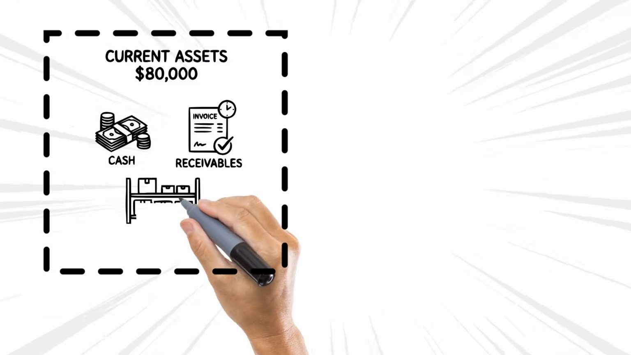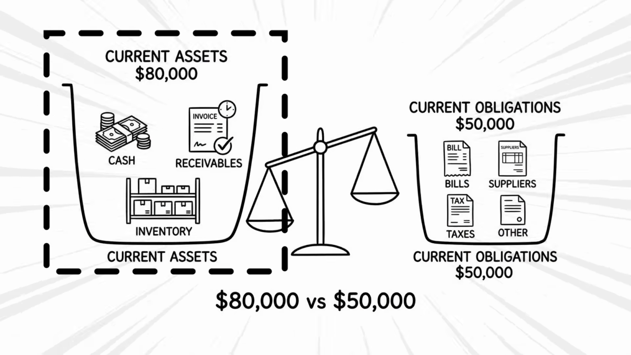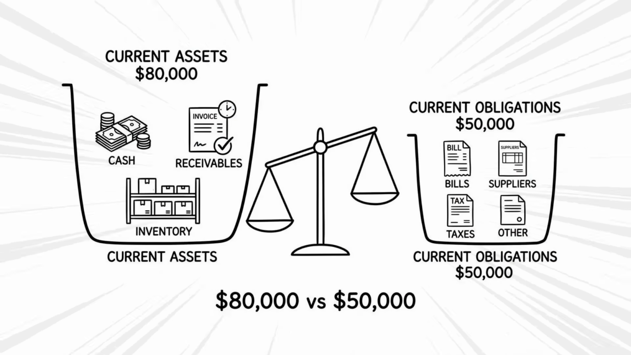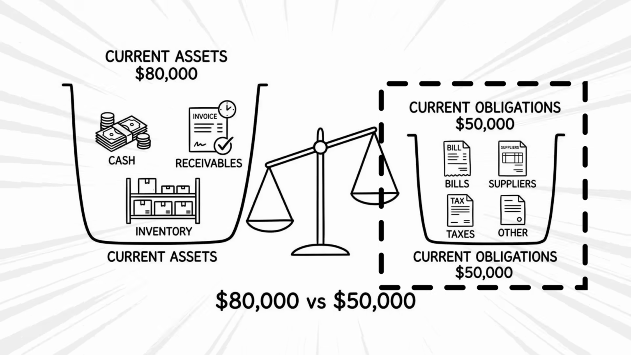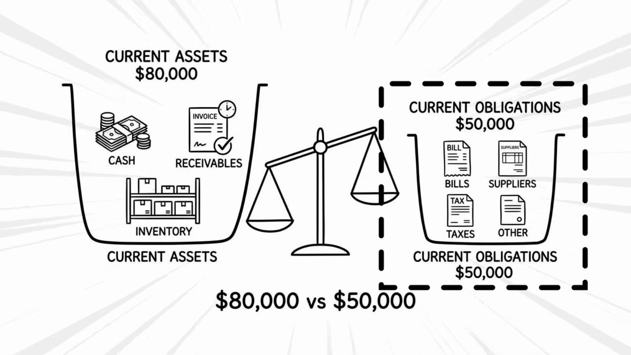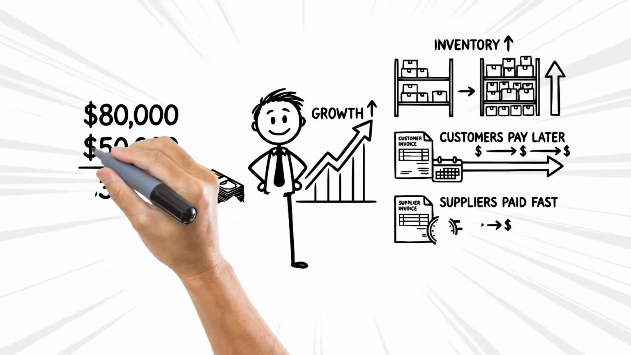Understand working capital. Imagine a wholesale company has $80,000 in current assets, including cash, customer invoices expected soon, and inventory. It also has $50,000 in bills, supplier payments, taxes, and other short-term obligations. The difference is $30,000 of working capital.